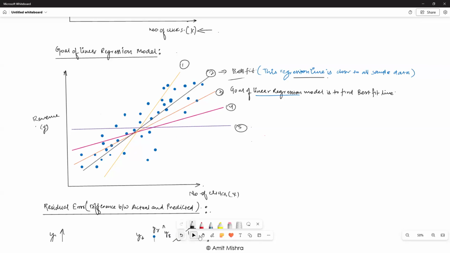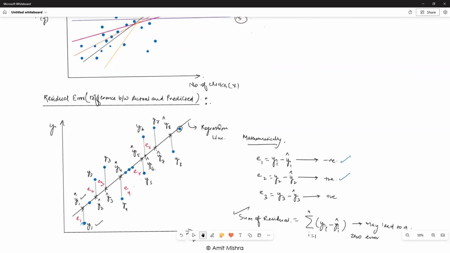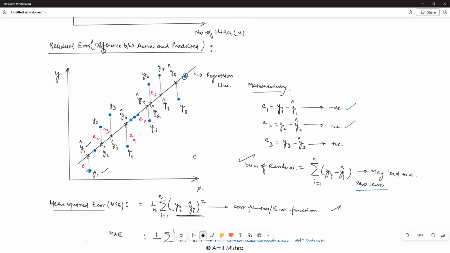Further, let's talk about the residual. Once the model is fitted and you see the residual terms, this is how the residual is represented. This is your actual value y1, this is your predicted value. All the predicted values will fall on the same line. If your actual value and predicted value fall on the regression line, then there will be zero error. But if there is a slight difference between the actual and the predicted point, then it is represented as E1, E2, E3.